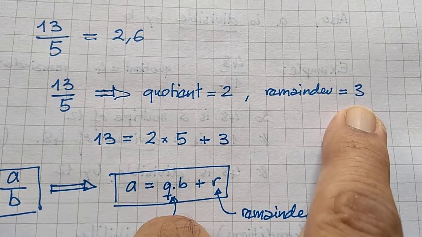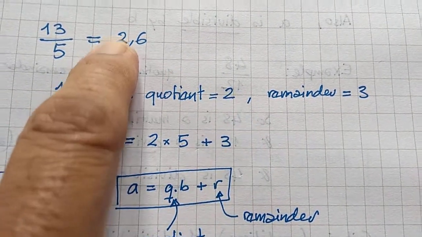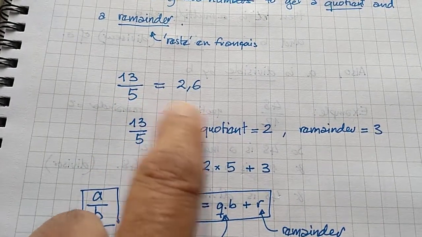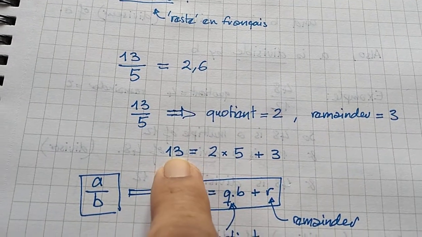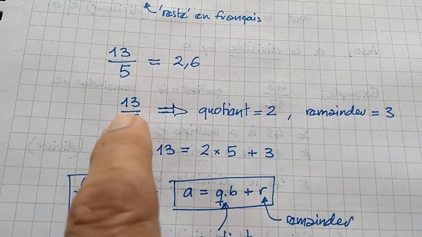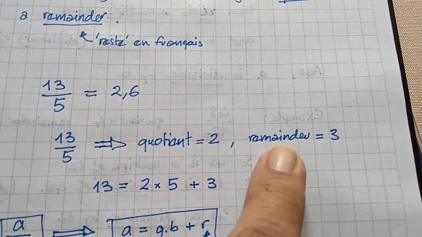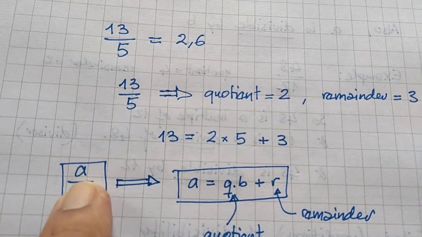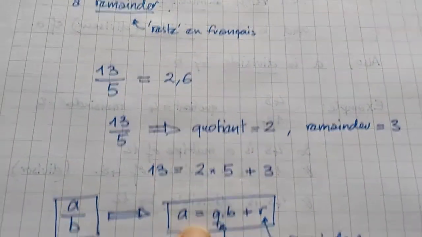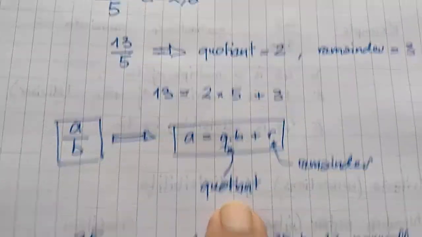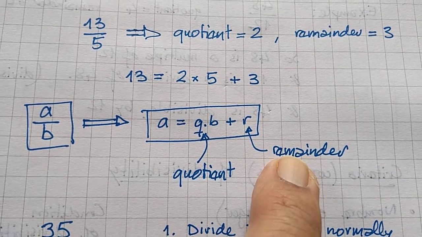And how do we get 3? Well, 3 is what remains. If you take 2 times 5, 2 times 5 is 10. And when you subtract 10 from 13, you get 3. So basically, you get 13 is equal to 2 into 5, plus 3 remainder. So if I write it as letters, A over B leads to A is equal to QB plus R, where Q is the quotient, R is the remainder.